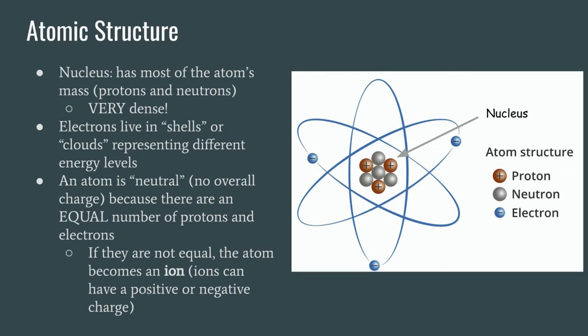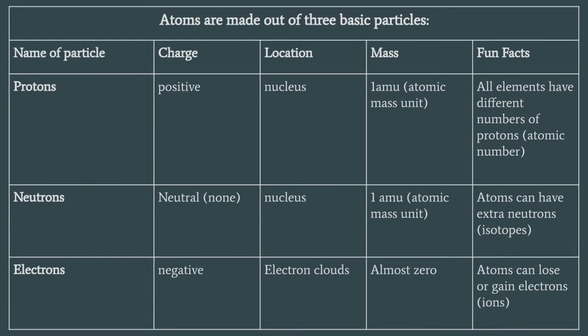An atom is neutral, so think of magnets. It has no overall charge. They're canceled because there is an equal number of protons and electrons, which we'll get to in just a moment. If there's not an equal number of protons and electrons, then the atom becomes an ion, which can be positive or negative. So again, the three basic parts of an atom are the proton, the neutron, and the electron.